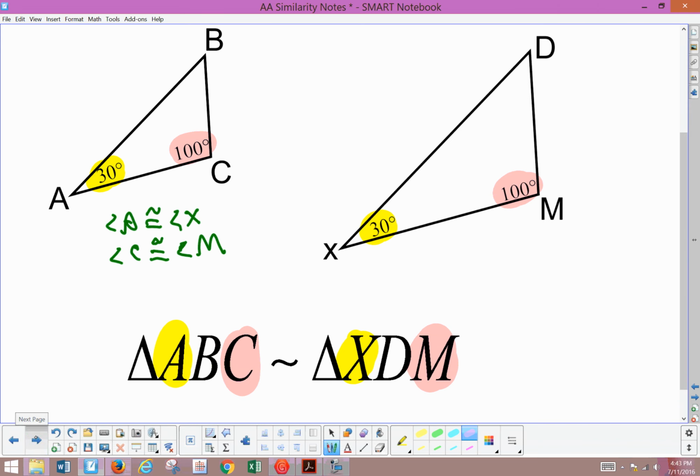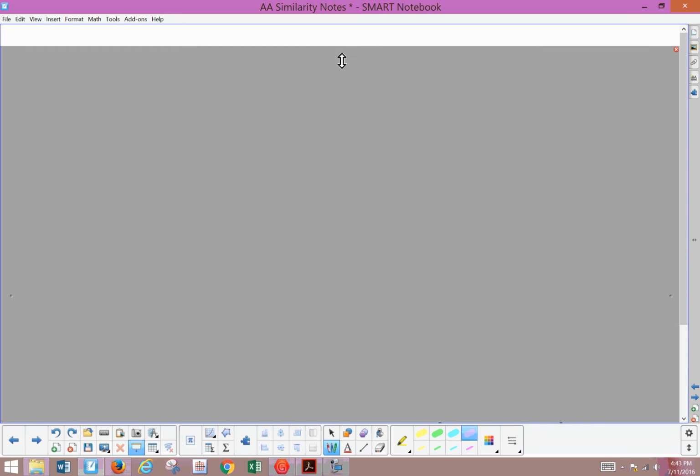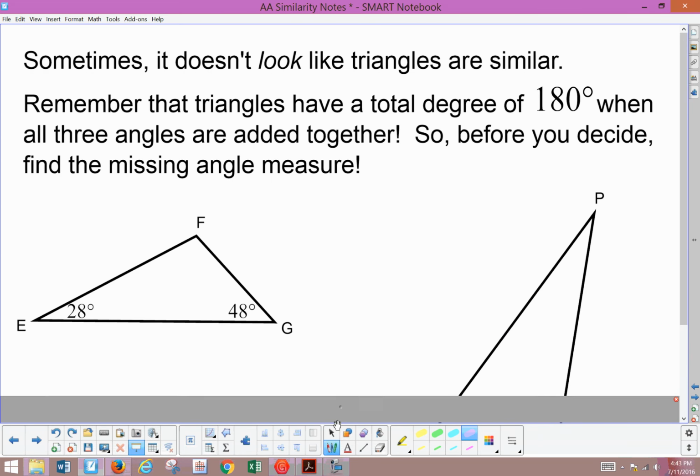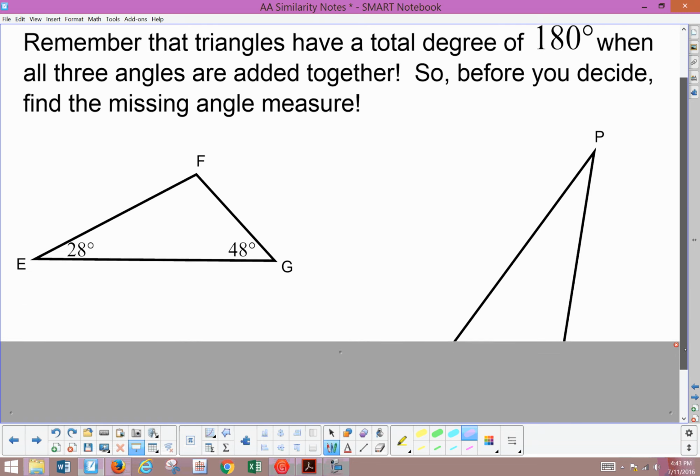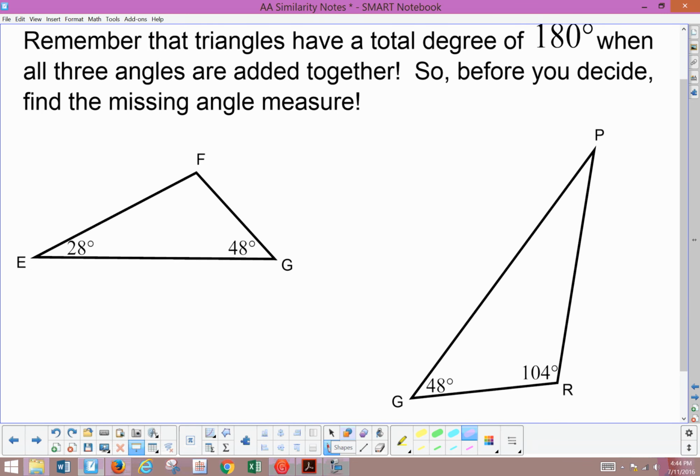Okay, let's take a look at another. Sometimes it doesn't look like triangles are similar, and we have to actually use some of the other rules that we reviewed yesterday. And those are the rules for angle congruence. So let's take a look at an example where we don't see the matching angles, but we actually can figure out that they match. So take a look at these two triangles.